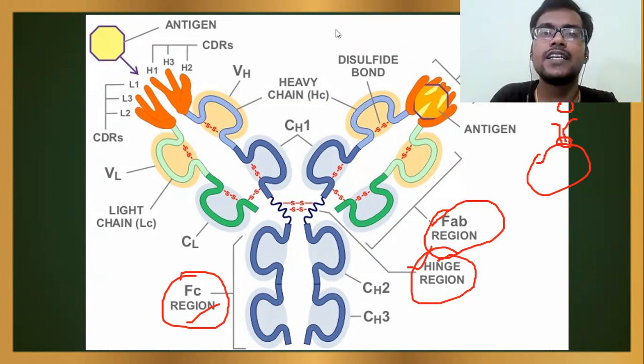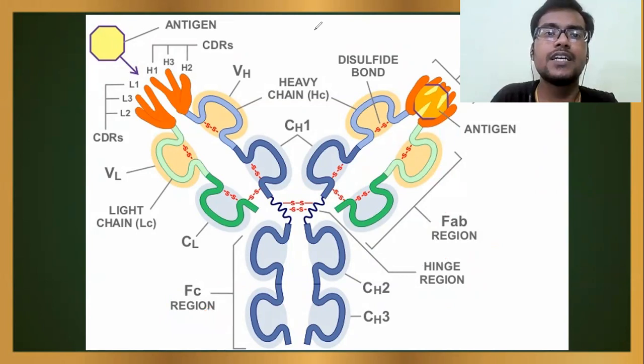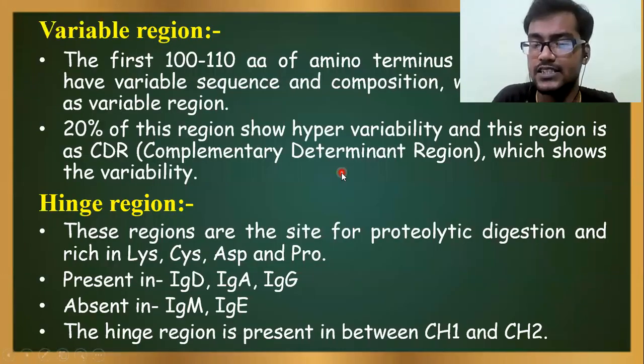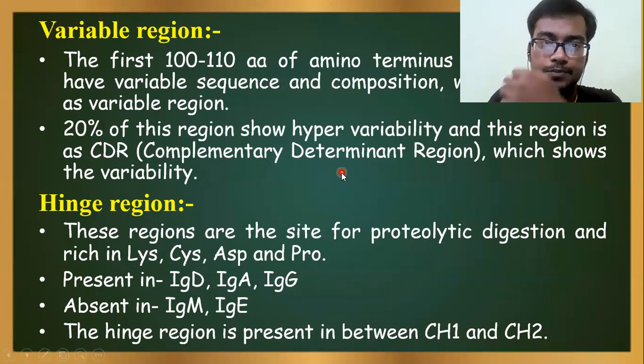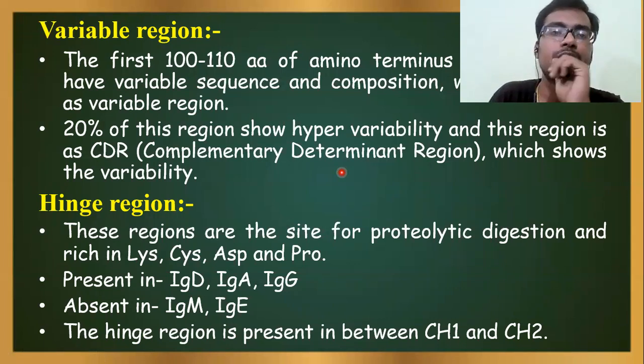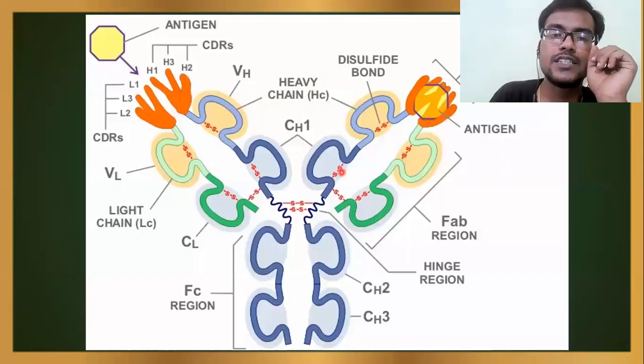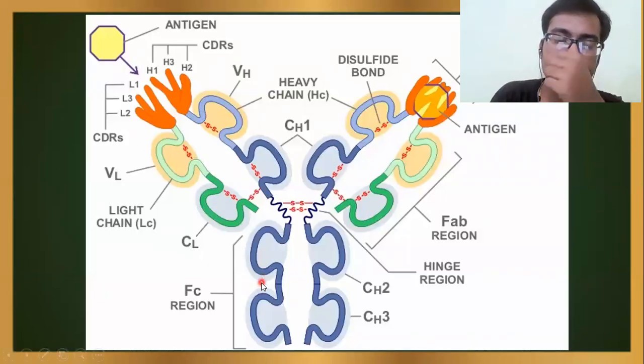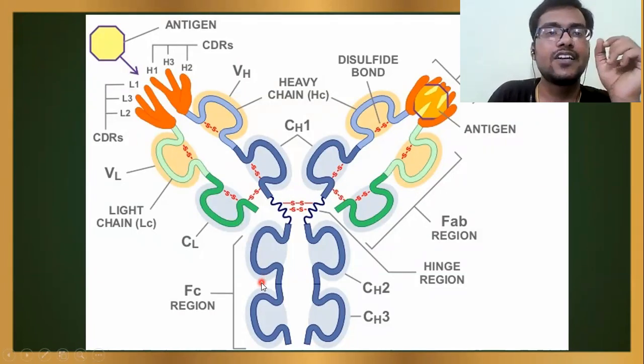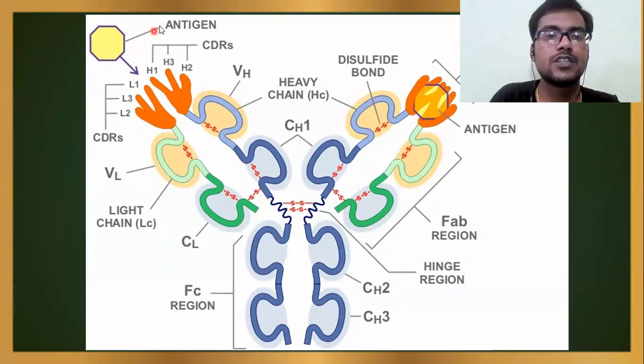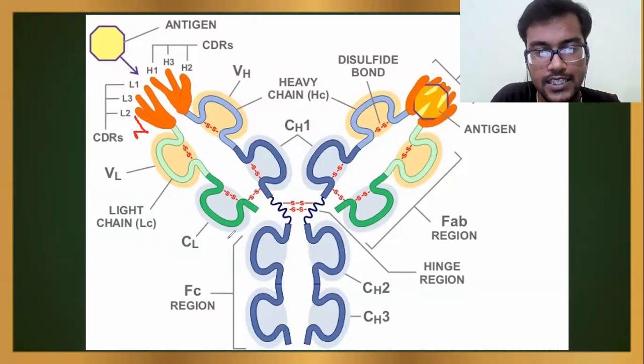Then comes the next slide, where we can discuss the different regions like variable region, constant region, and hinge region. So let's start from the variable region. As I mentioned, this is a polypeptide chain, so it has an N terminus as well as a C terminus. The N terminus is on this side and the C terminus is on the other side.